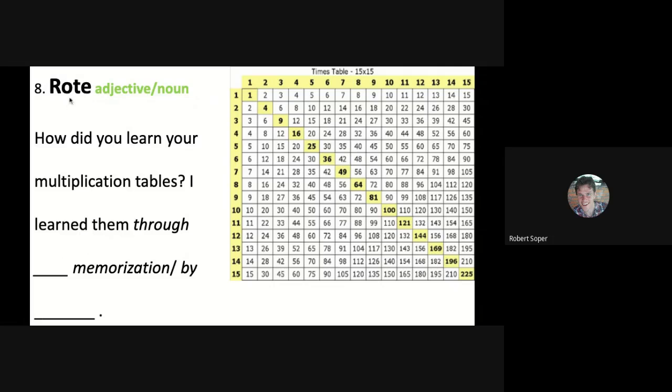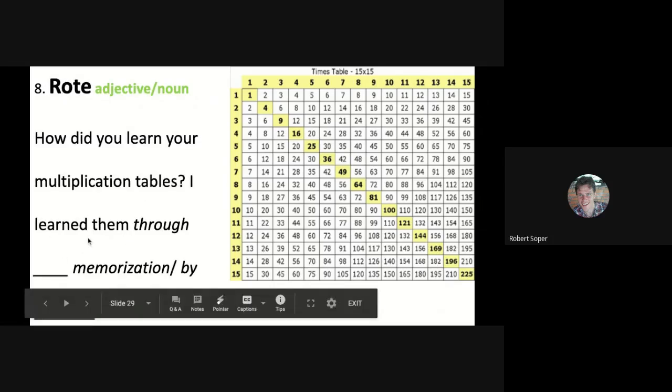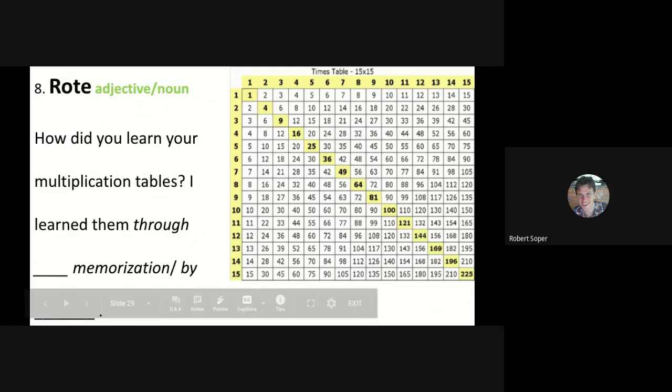So using this in an example, it could be, how did you learn your multiplication tables? You could say, I learned them through rote memorization. That would be using rote as an adjective. Basically, it means using a kind of rote memory. So that memory of just doing it over and over again in a very mechanical and procedural way.